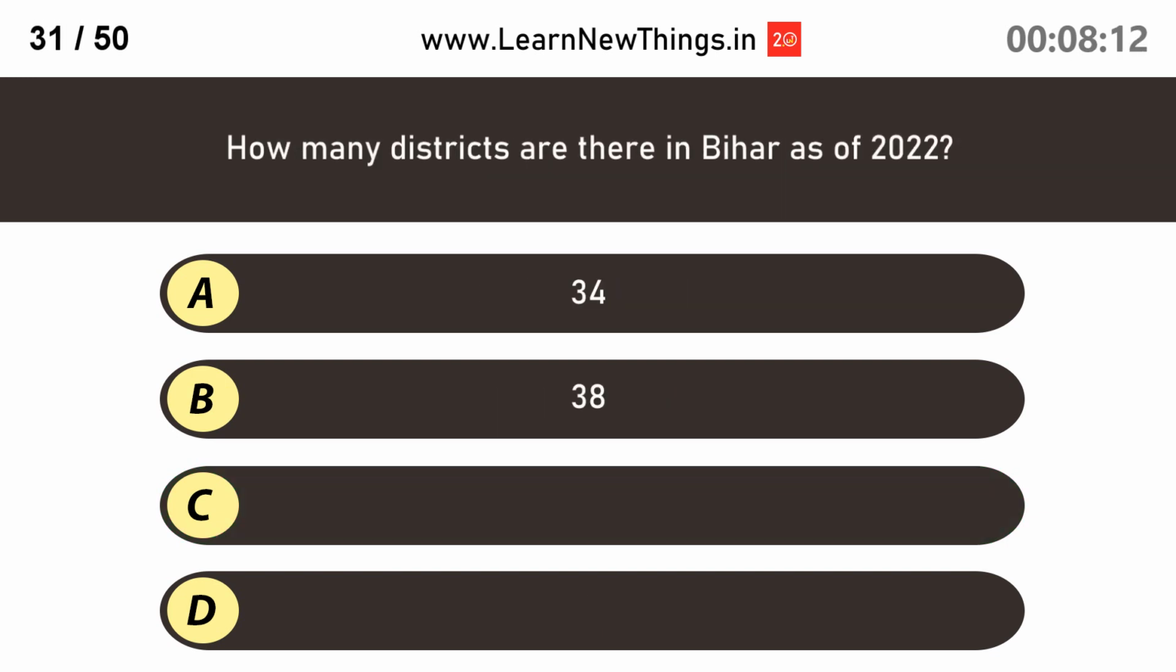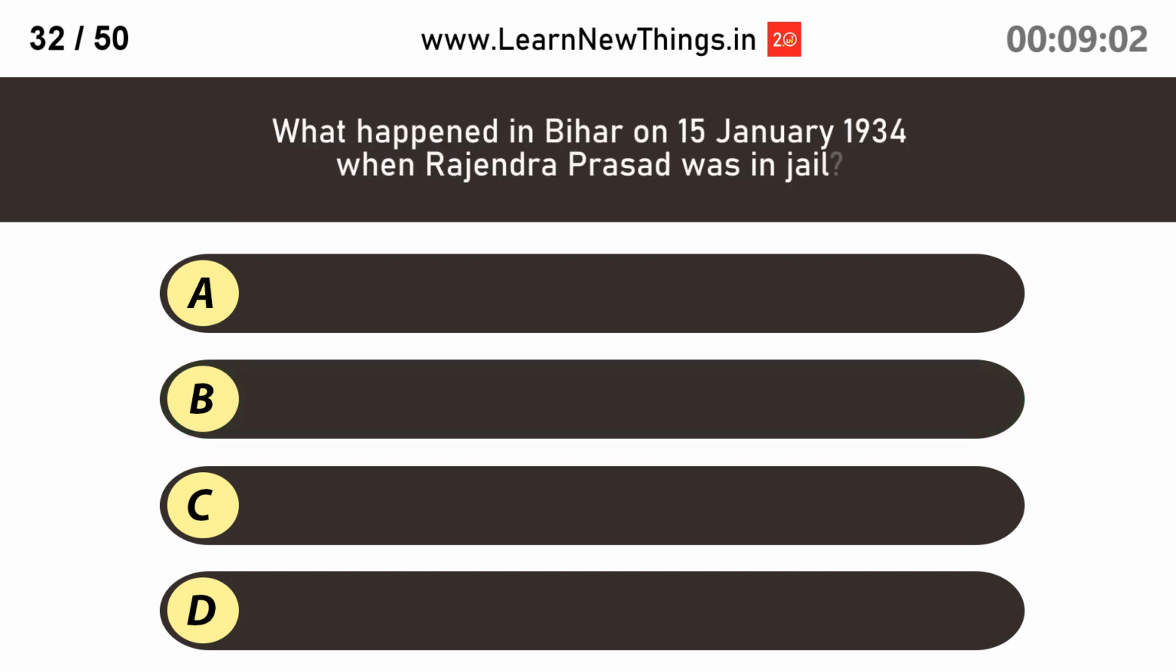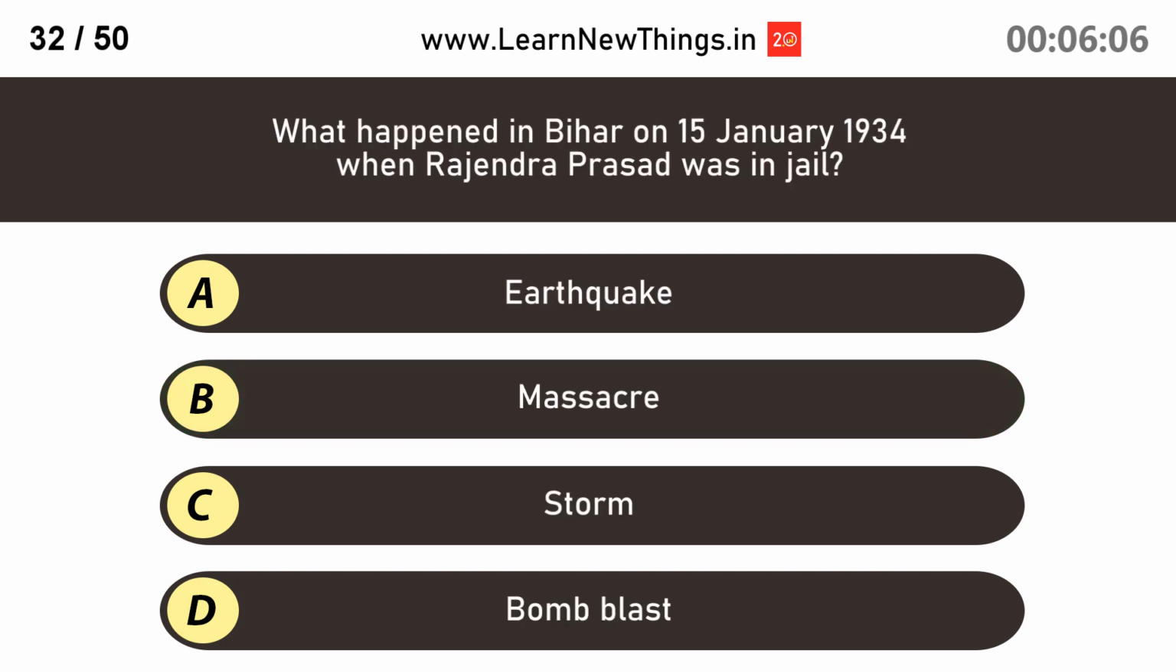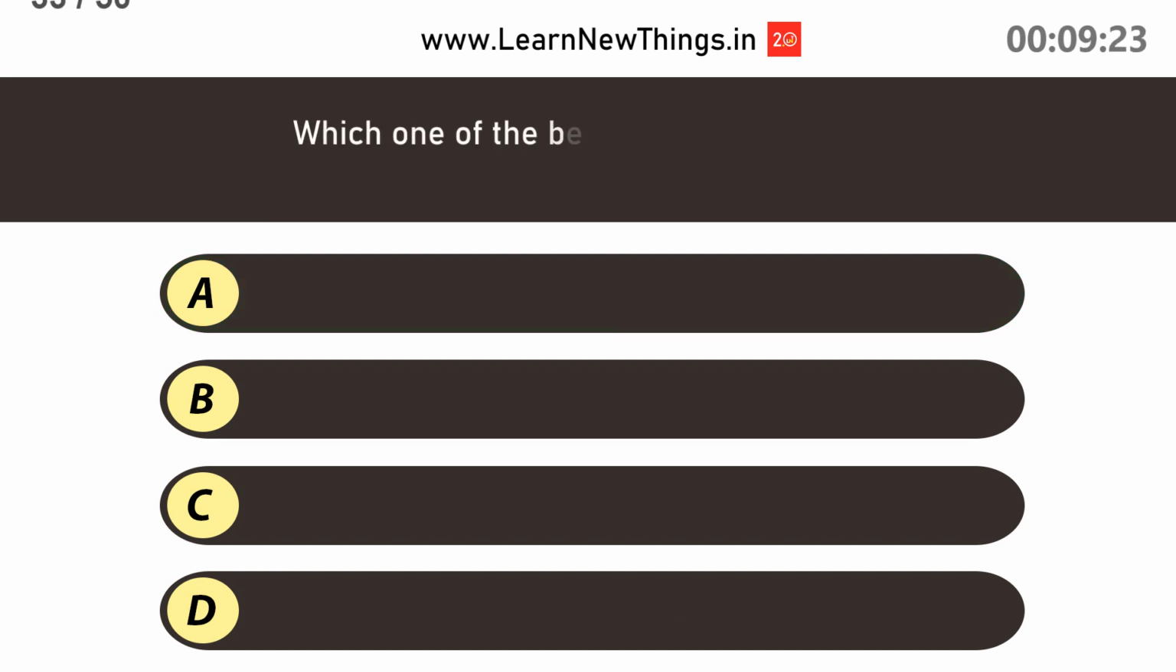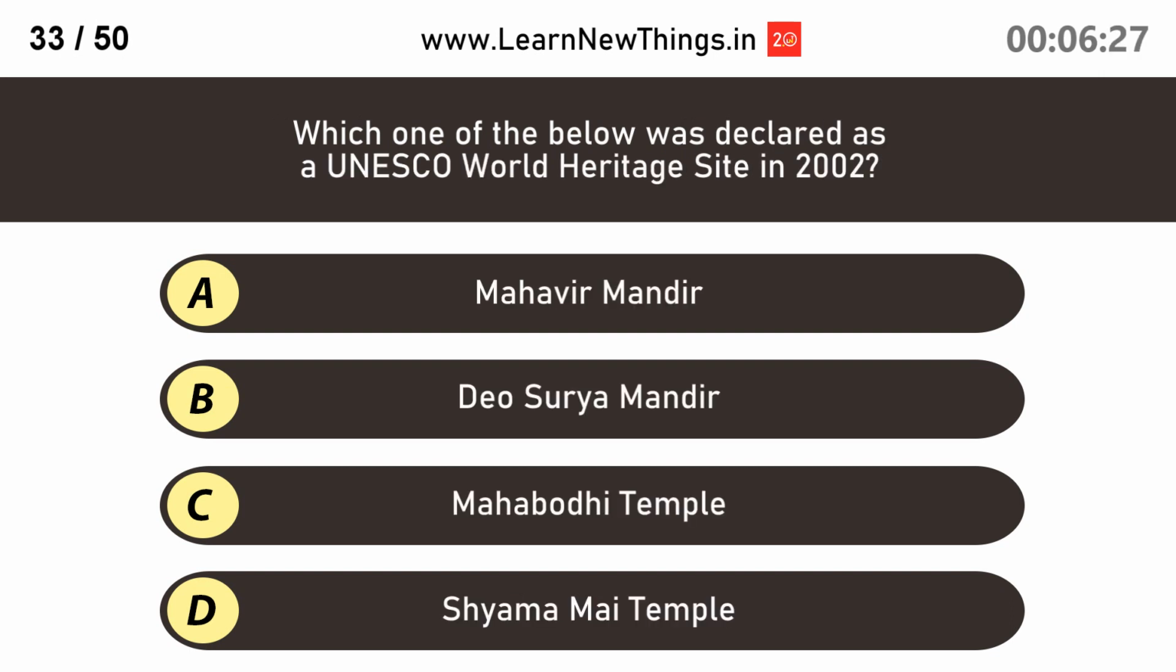How many districts are there in Bihar as of 2022? 38. What happened in Bihar on 15 January 1934 when Rajendra Prasad was in jail? Earthquake. Which one of the below was declared as a UNESCO World Heritage Site in 2002? Mahabodhi Temple.